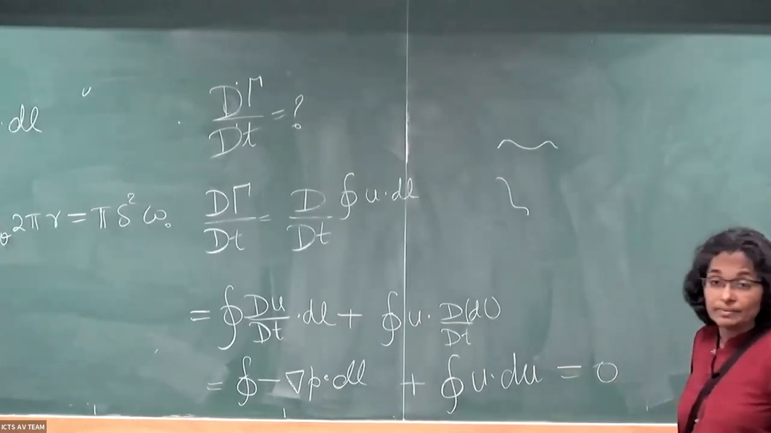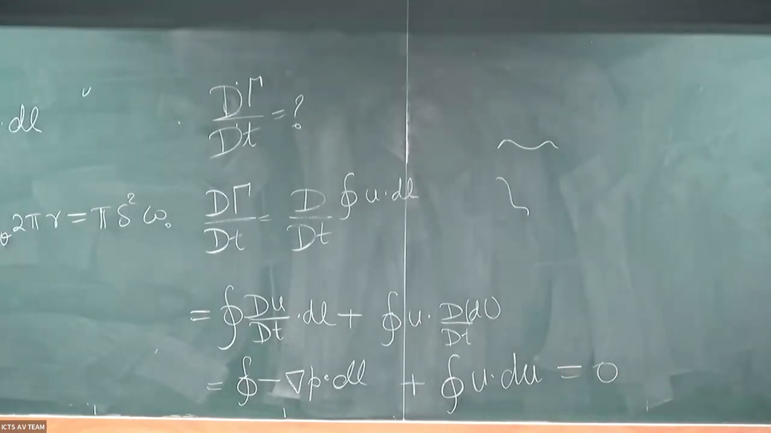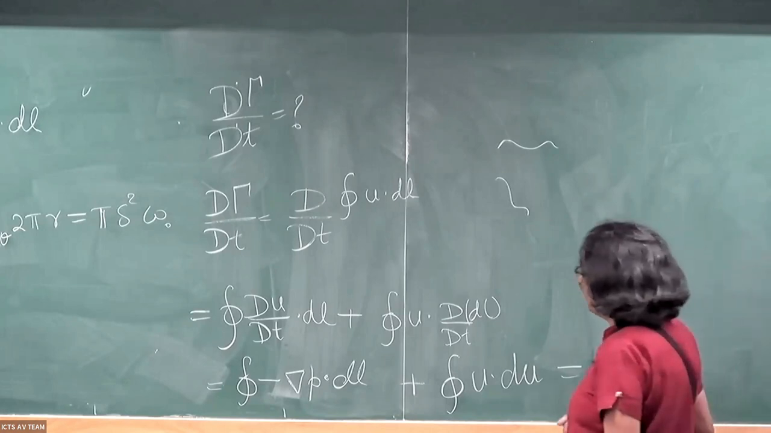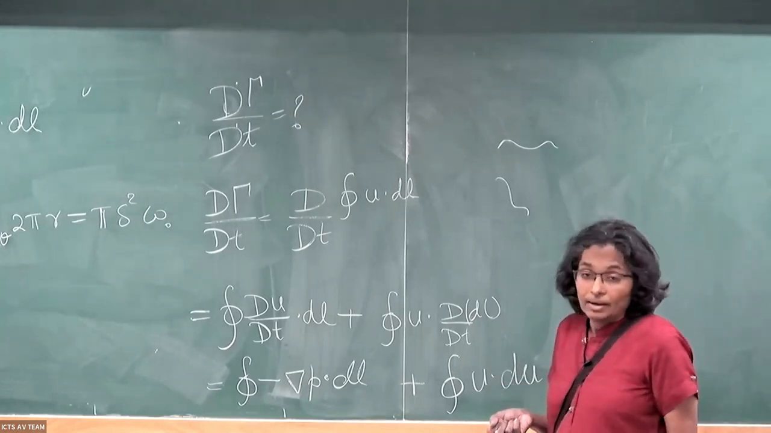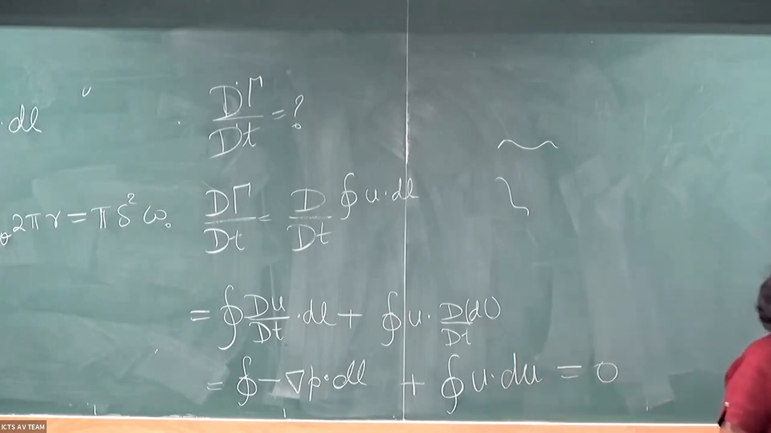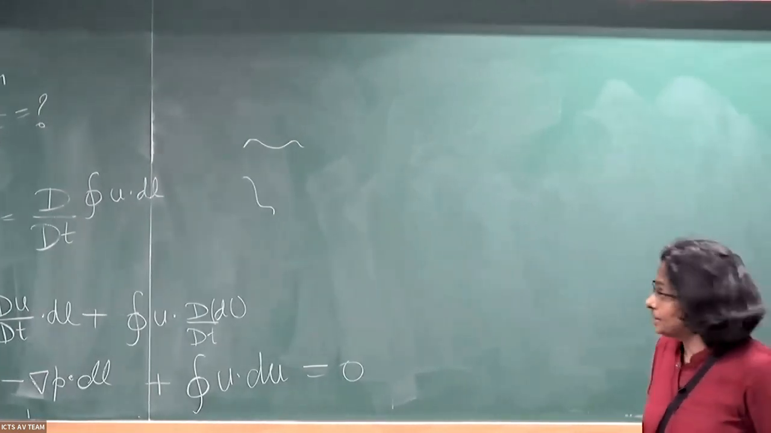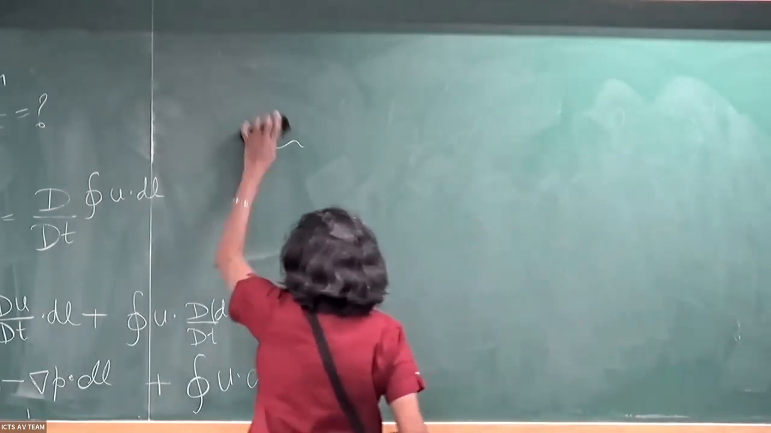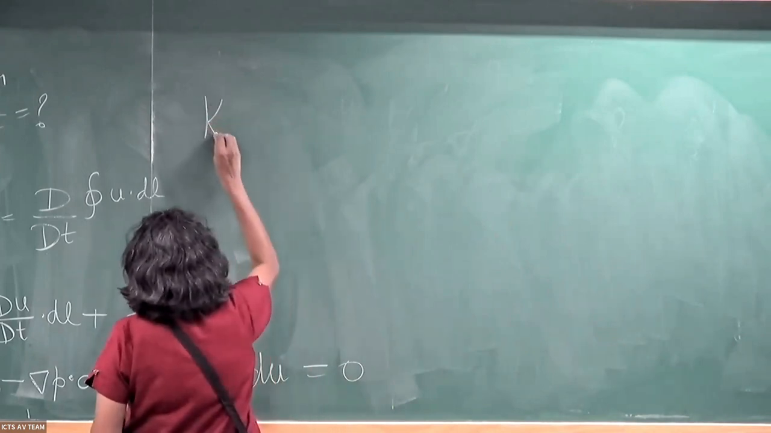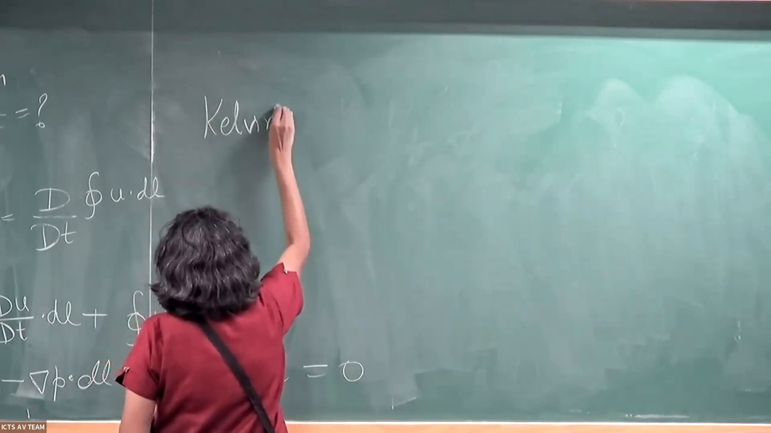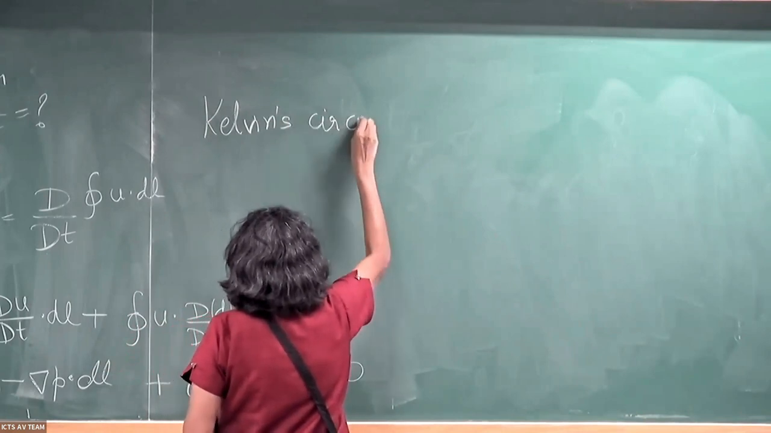What have we shown? Circulation is a constant when we walk along with the circulation. So when we're going in its frame of reference, in the Lagrangian frame of reference of the circulation, circulation is a constant. What's the assumption we made here? Inviscid. Did we make an assumption of 2D? No, we did not. It's in 3D. So in 3D inviscid flow, this is valid and it's called Kelvin's circulation theorem.